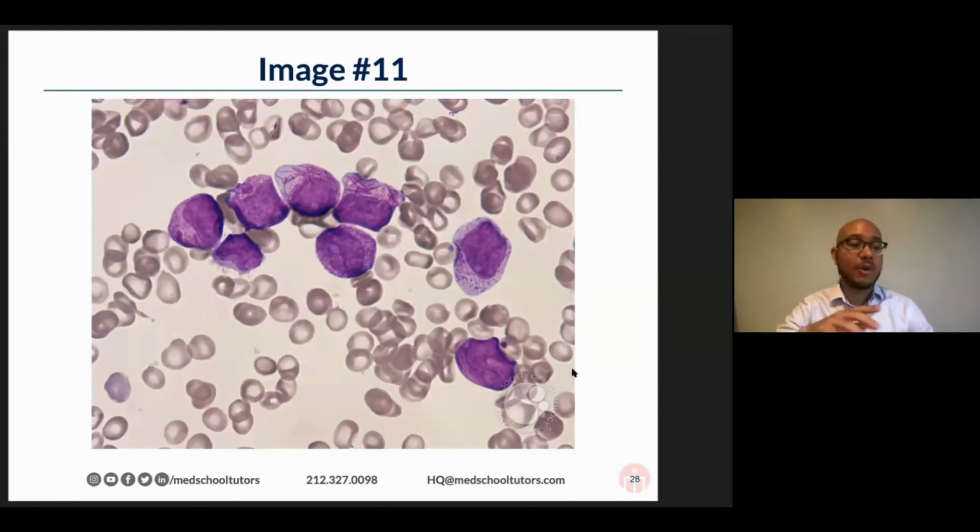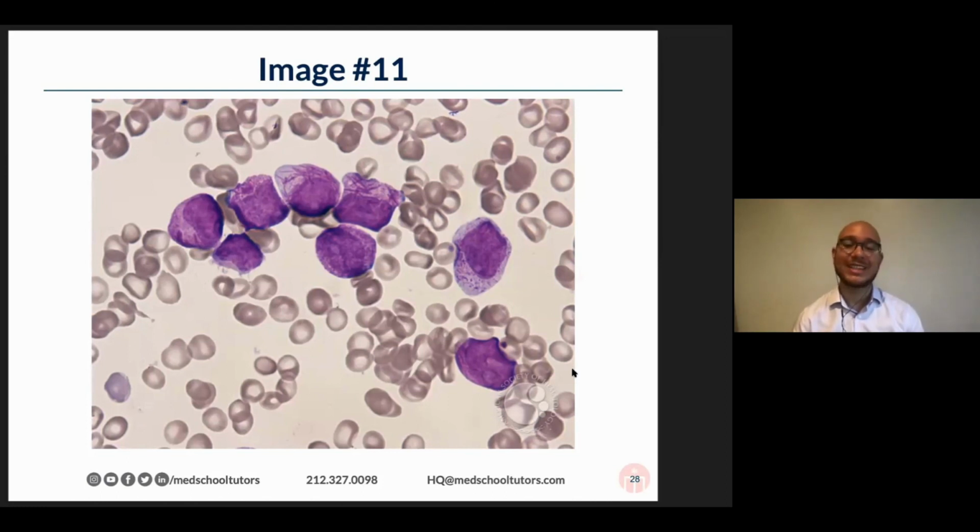Awesome. What translocation would I be looking for if I saw Auer rods? I'm thinking AML. What translocation am I looking for? Absolutely, 15;17. And what genes do those correspond to? I'm seeing some great answers in the chat. Here is one of the pain points of hematology. It's all of the translocations. It's all of the different funky sounding genes.